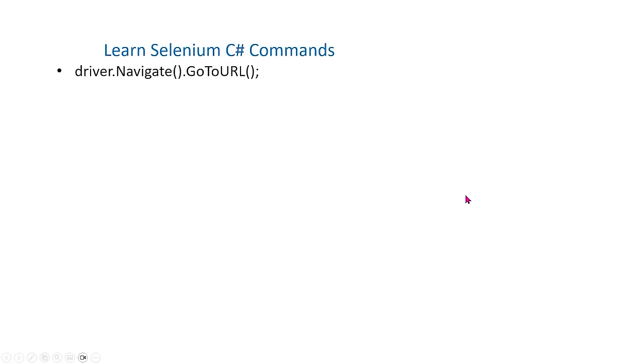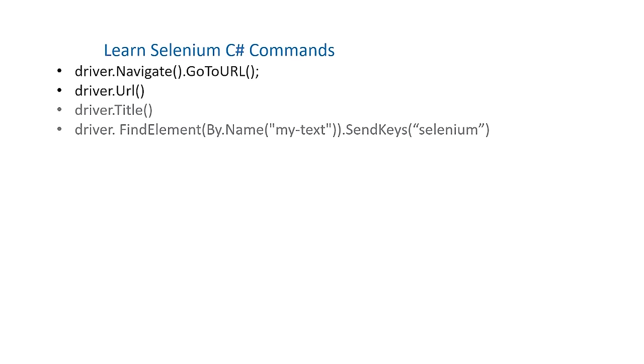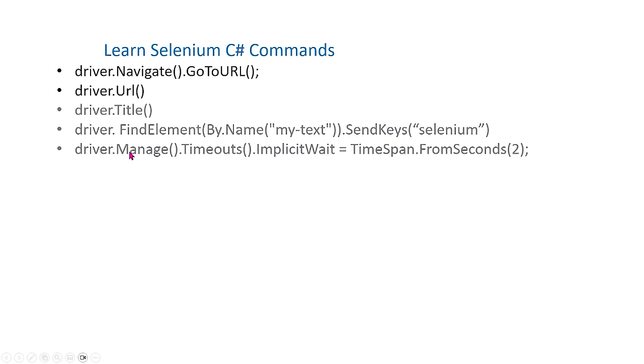So first is driver.Navigate().GoToUrl. As the name says, this makes your web driver go to the specific URL that you pass. Next, driver.Url. This is basically a call to the web driver to return the URL that you're at currently. driver.Title gets the title of the current page you're on. driver.FindElement finds the element according to its name, and then it sends keys into that element.